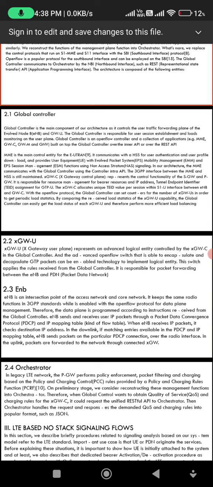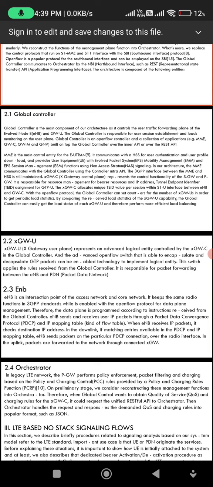XGWC represents the global control functionality of the SGW and PGW. It is responsible for resource management for bearer resources and IP address and tunnel endpoint identifier assignment for GTPU. The XGWC allocates a unique TEID value per session within the S1U interface between the ENB and XGW with the OpenFlow protocol.